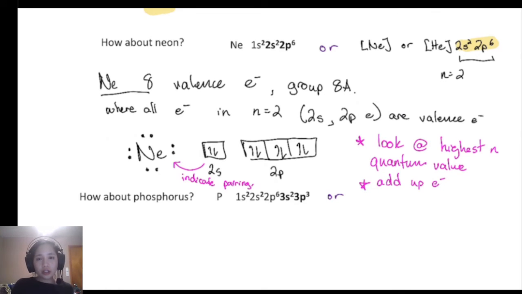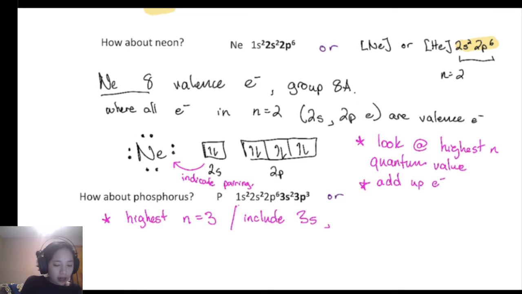Let's take a look at the Lewis dot structure for phosphorus. Remember, the first thing you do is write out the electron configuration. For phosphorus, it is 1s2, 2s2, 2p6, 3s2, 3p3. So phosphorus's highest n is 3. We want to include the 3s and 3p electrons when doing our valence electron count.